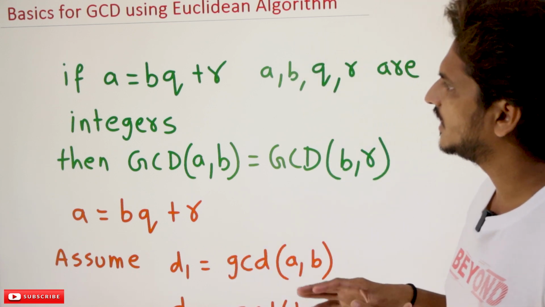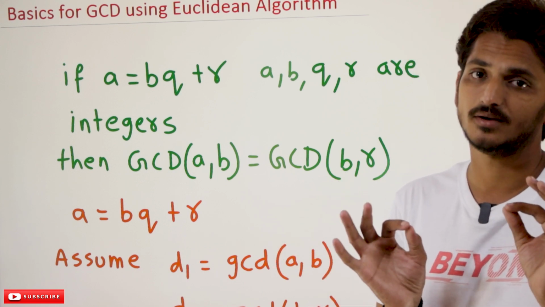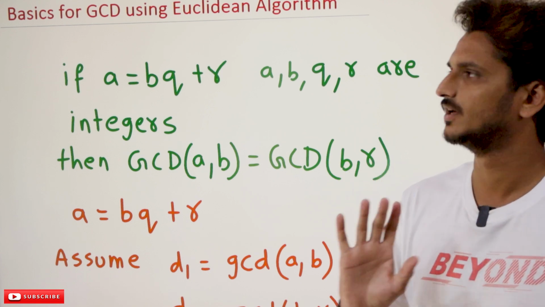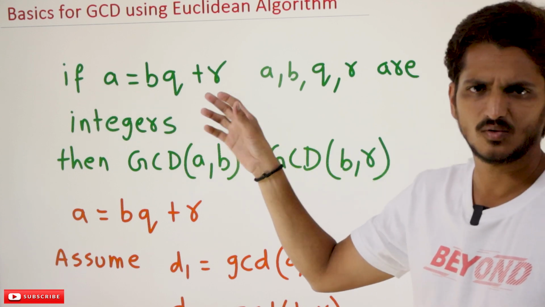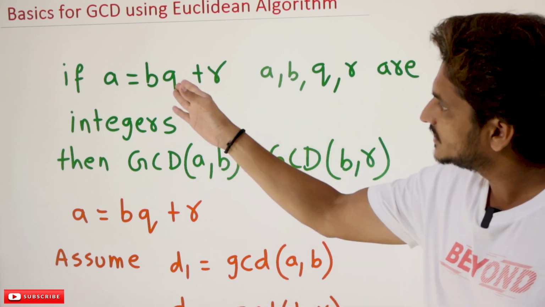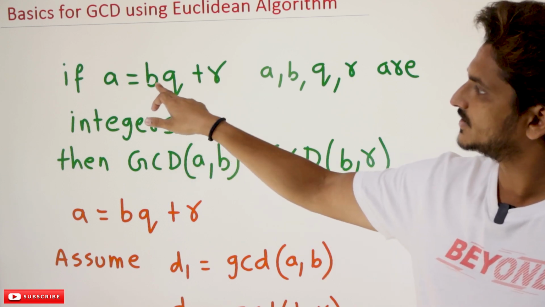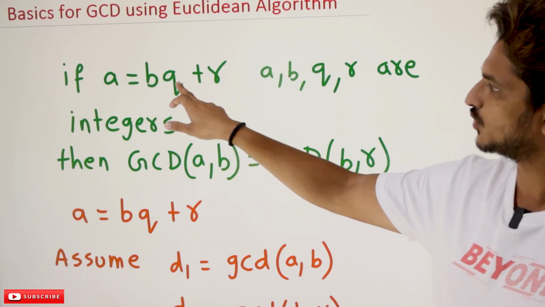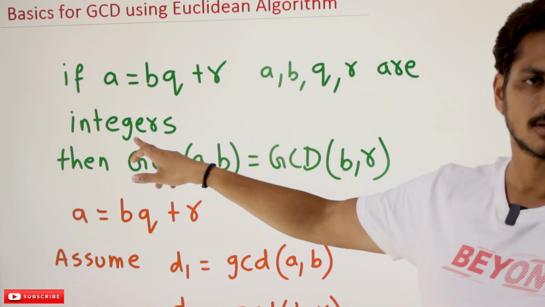Coming to today's class, it is a little bit confusing, but it is very easy to understand if you correctly catch the point. Otherwise, you'll get confused. So if A is equal to BQ plus R, what is this equation? In our last class we clearly discussed that this is the division theorem basics. A divided by B can be written as A is equal to BQ plus R. This is the quotient and this is the remainder. A, B, Q, R are integers.